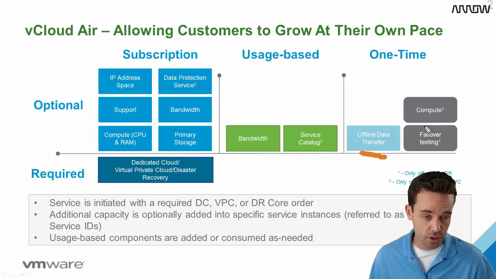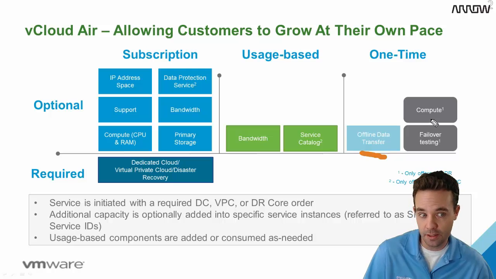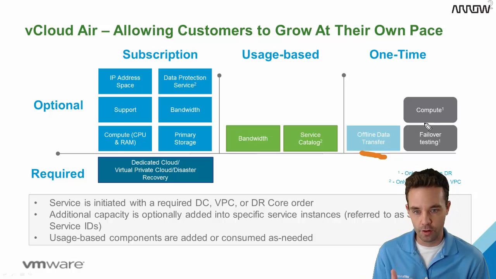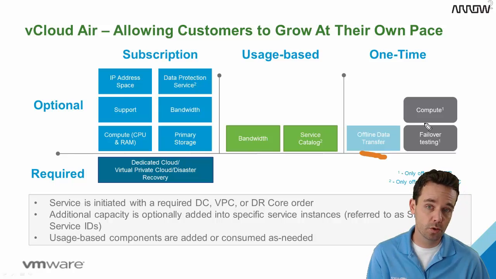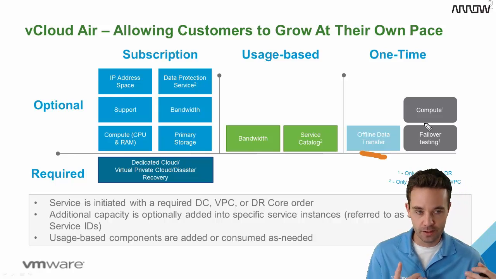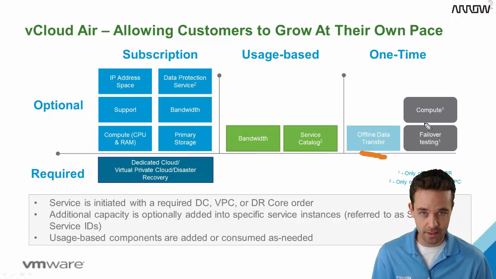Similarly, for DR as a service, there may be additional compute needs. So say we fail over and we have our 30-day window and we realize, once we're failing over, we need additional compute resources. We can add those on as a one-time component during that DR event.